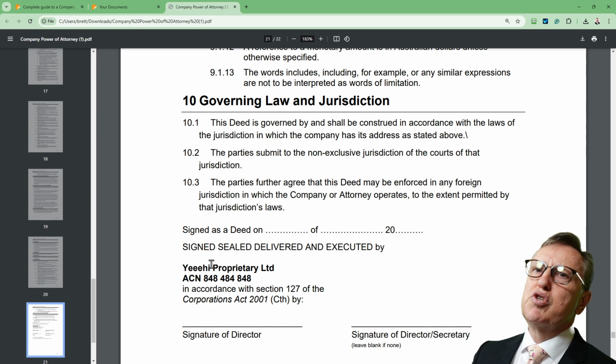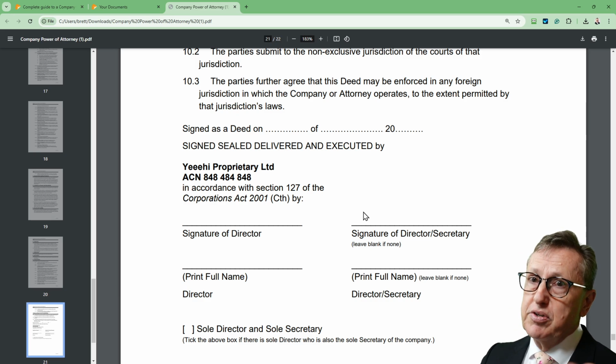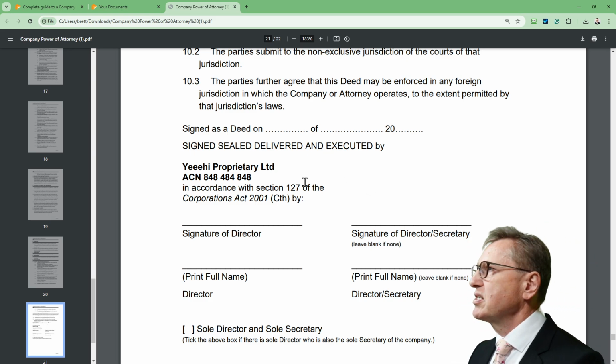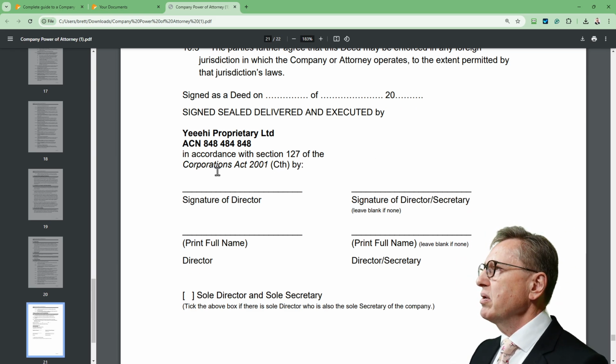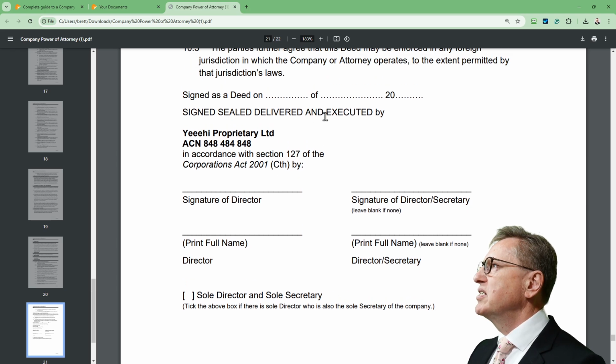So let's see who signs this document. I've already told you who signs it, the company and the attorney, but let's have a look. So there's the sealing clause for the company. So it's pursuant to the Corps Act. This is signed as a deed, sealed, signed as a deed.